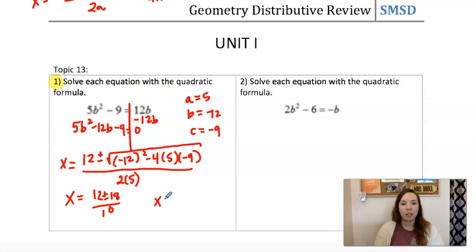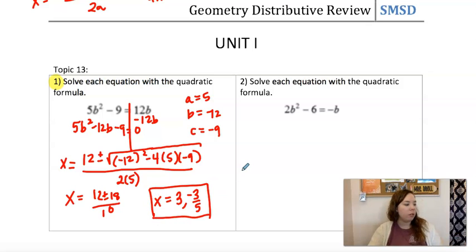So 12 plus 18 is 30. 30 over 10 is 3. 12 minus 18 is negative 6. Negative 6/10 is negative 3/5. Okay, so those would be my 2 solutions there. Okay, you should still have 2 solutions when you have an exponent of 2.